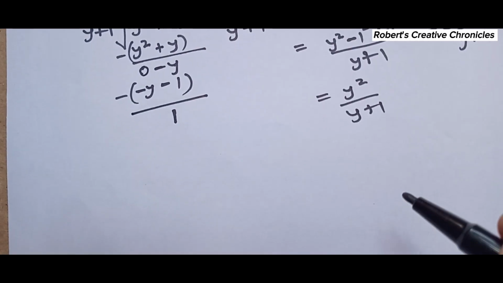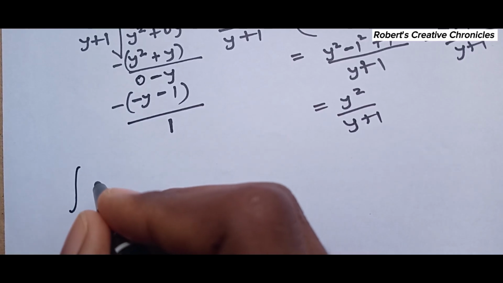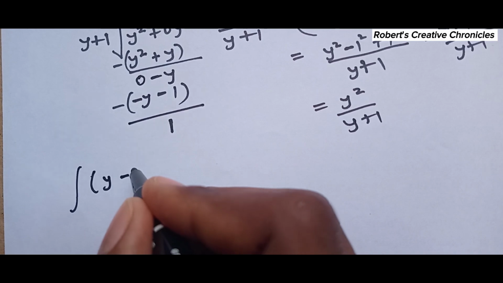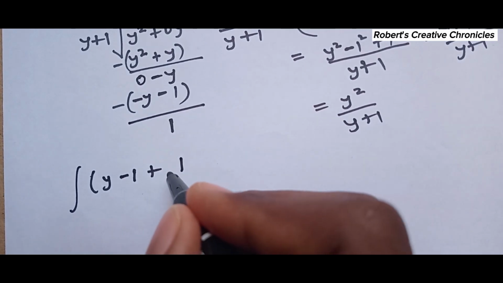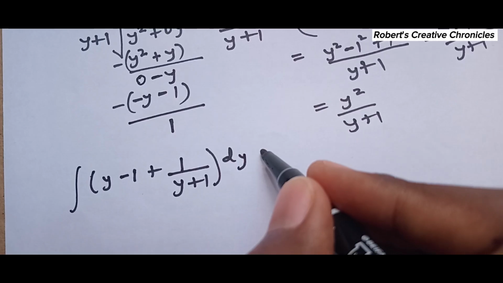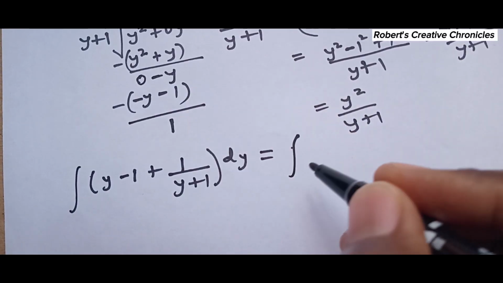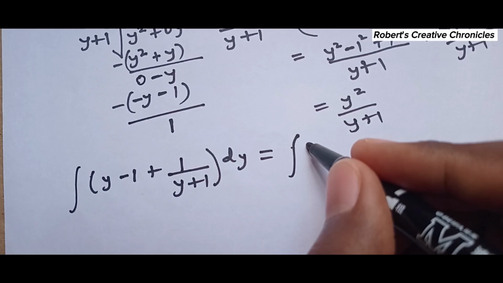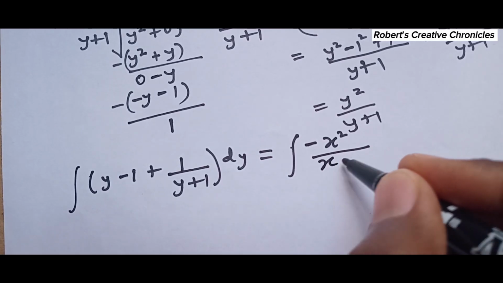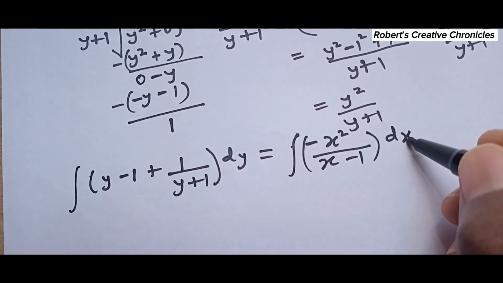So the integral now, integral of y minus 1 plus 1 over y plus 1 dy equals minus x squared over x minus 1 dx.